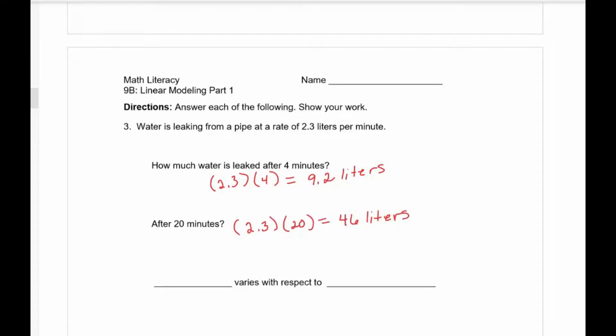Okay, and now we need to make a sentence for a relationship that goes on here. Something varies with respect to something else. This is always your dependent variable. And this blank over here is always going to be my independent variable. This varies with respect to this. That means that whatever's in this first blank is going to change depending on how much this thing over here changes. So liters leaked varies with respect to time.